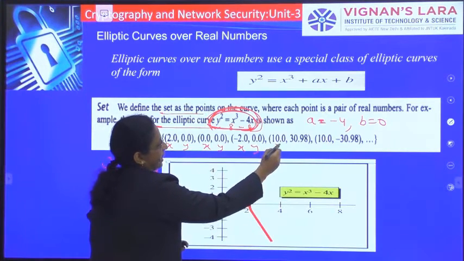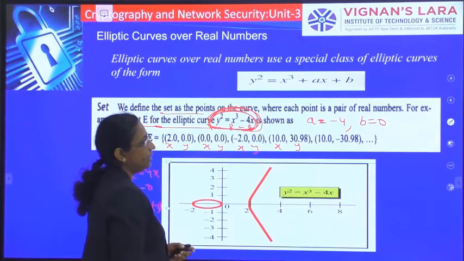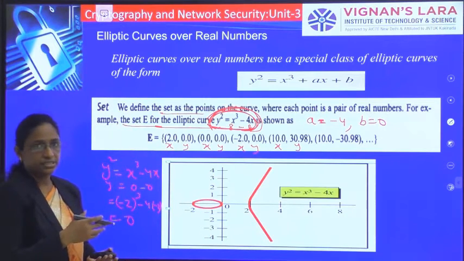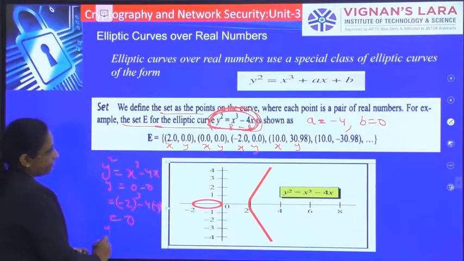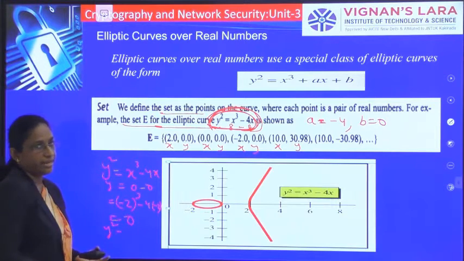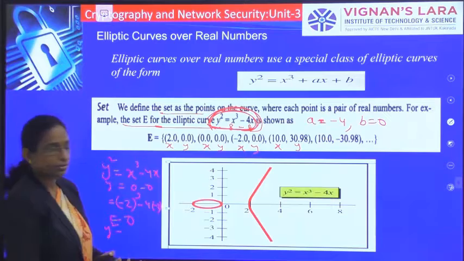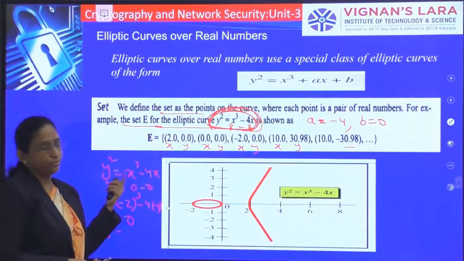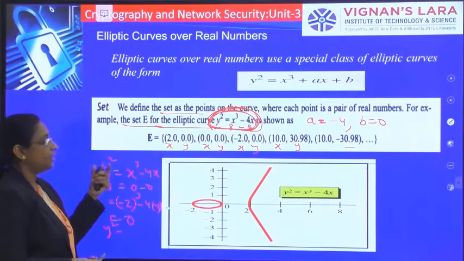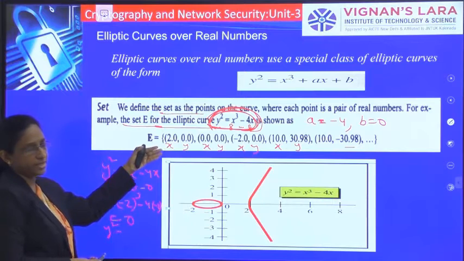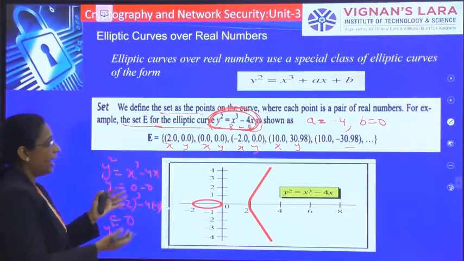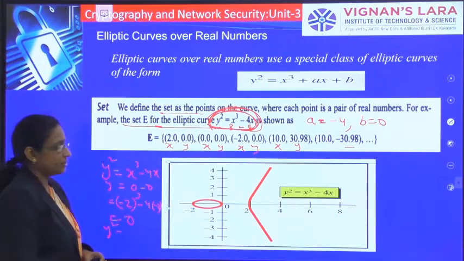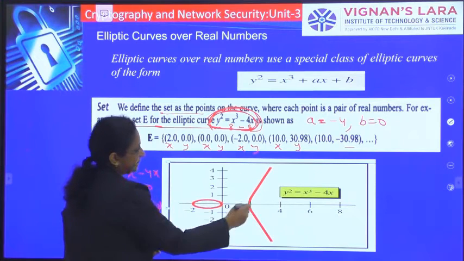Similarly, if I am taking x as 10, I will be getting y as 30.98. Since it is y square, when you take the square root, you will be getting it as plus and minus. In that way we will be defining a set. For each x value, we will be calculating the y value, and with these x and y values we will be plotting a curve, and we will be getting curves like this.